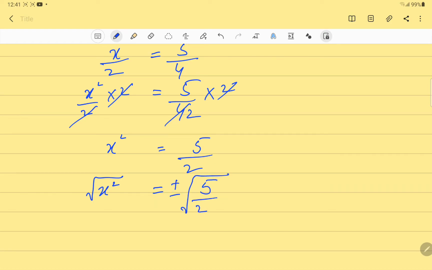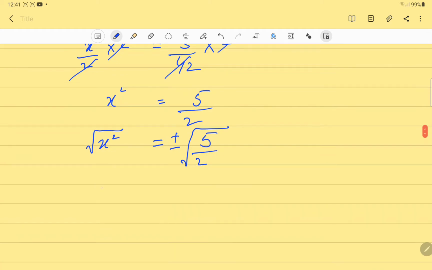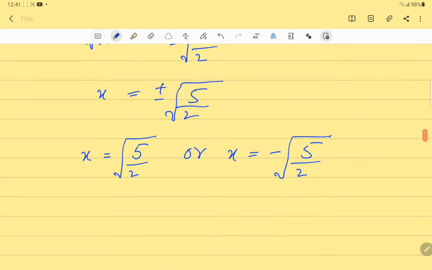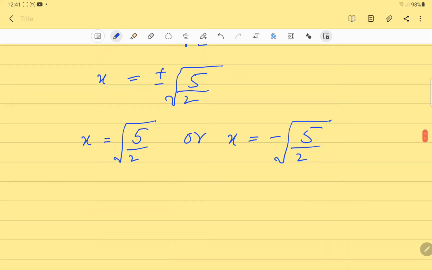Again, don't forget to put the plus minus sign. So x is equal to plus minus square root of 5 over 2, which is the answer of our question. Or you can write it as square root of 5 over 2, or x is equal to minus square root of 5 over 2. So now we have these two values.